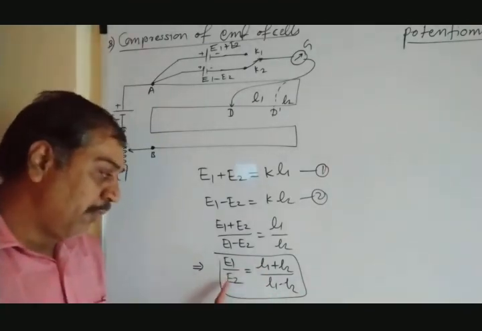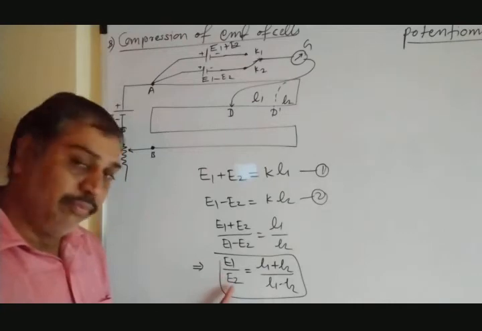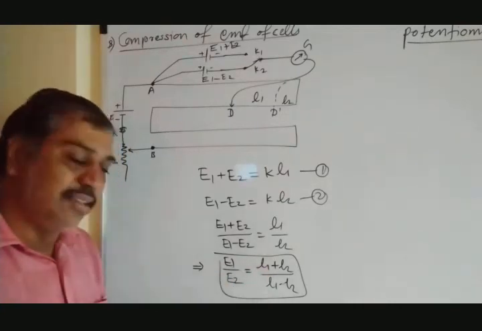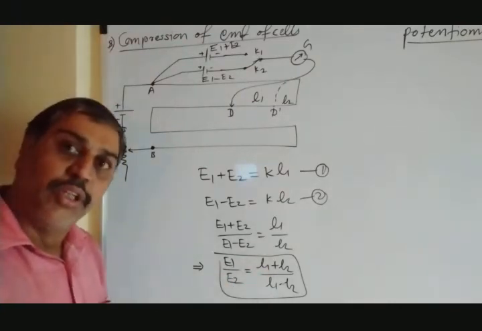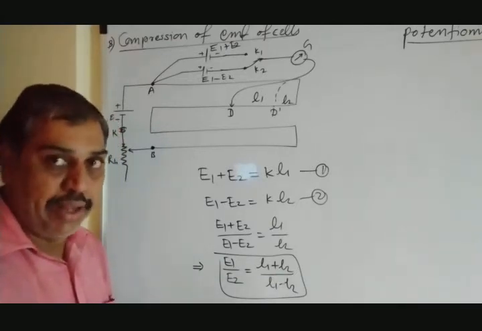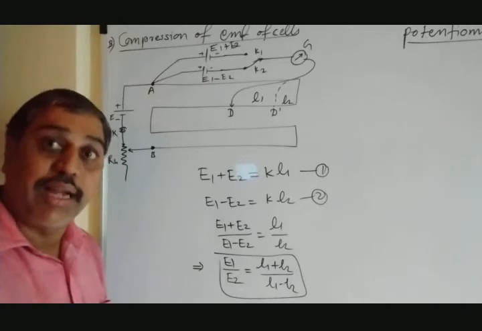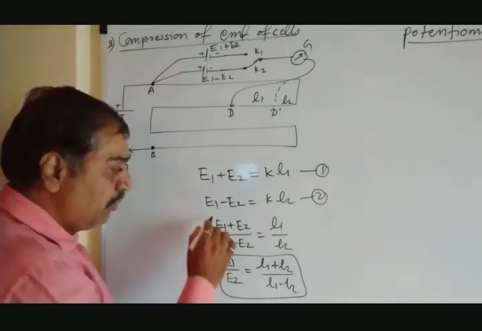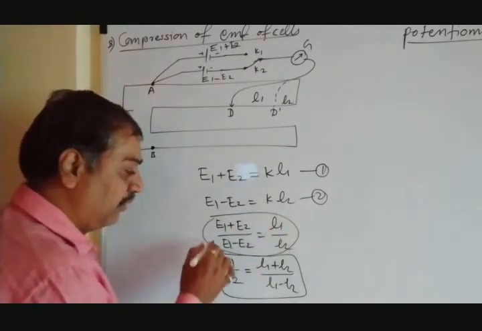Now once you know E1 or E2, any one of them, and these lengths L1, L2 are known to you, you can find out the unknown cell EMF, and then we can compare which cell is greater or smaller. Now the question comes, from this equation how do we get this one?